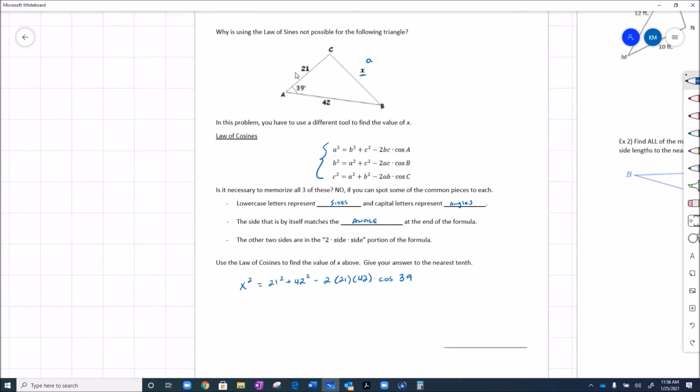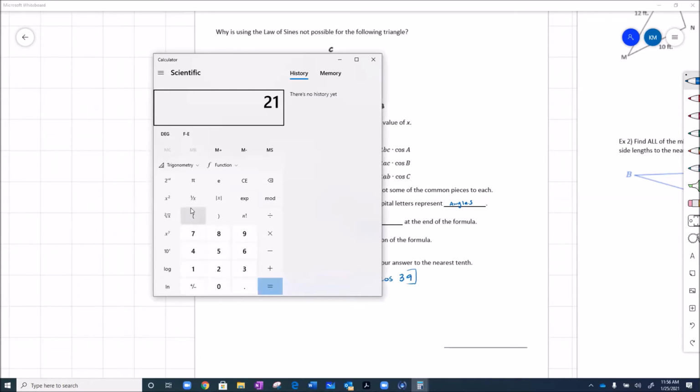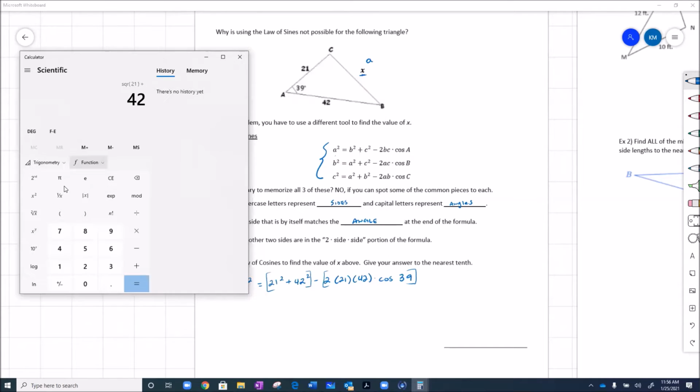It does not matter what you call side B and side C. If you call side C side B, it won't matter. So now using our calculator, simplifying, I would always suggest that you break this up a little bit. Do these separately and subtract. So that's what I'm going to do here. 21 squared plus 42 squared should equal 2205.